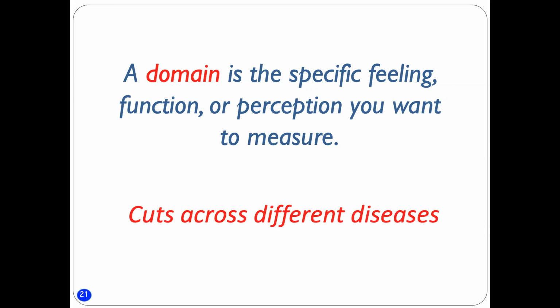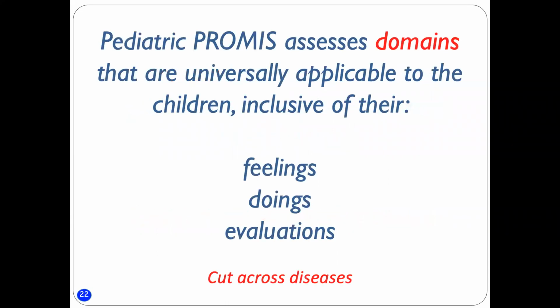A domain like peer relationships cuts across different diseases. So in general, domains are not disease specific. They refer to universally experienced attributes that all people can talk about because we all have the lived experience of pain, fatigue, stress, or friendships.